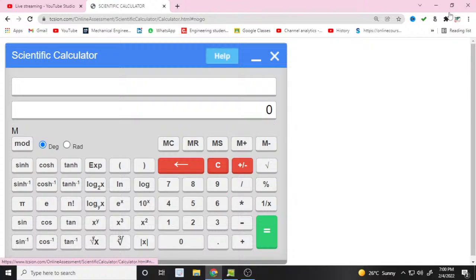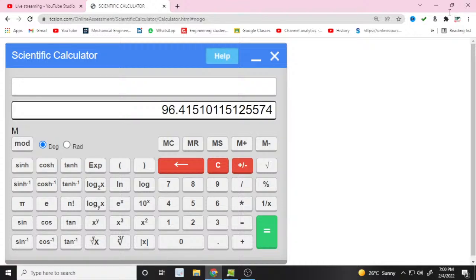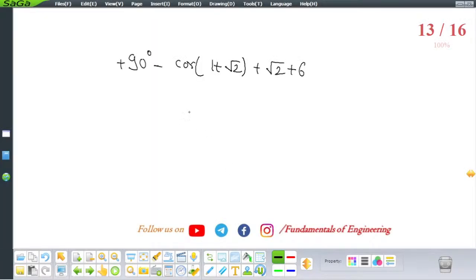Now sir, where is the answer? We can't see the answer. So where to find the answer? For that, whatever memory we have stored, we have to read that. So for that we have to use this function, memory read. Now you can see the answer you are getting, 96.41. That was the earlier answer.